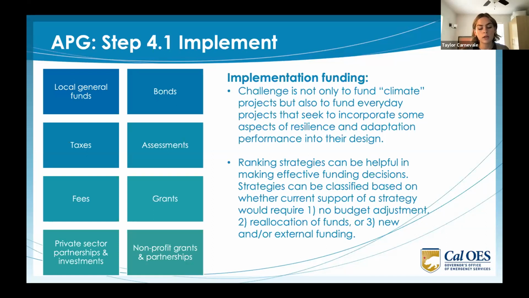In cases where a community does not have the funding necessary to implement all adaptation strategies, it can be helpful to rank strategies by how important it is to enhancing climate resilience and by the local capacity to fiscally support implementation. Strategies can be classified based on whether current support of a strategy would require no budget adjustment, reallocation of funds, or new and/or external funding.